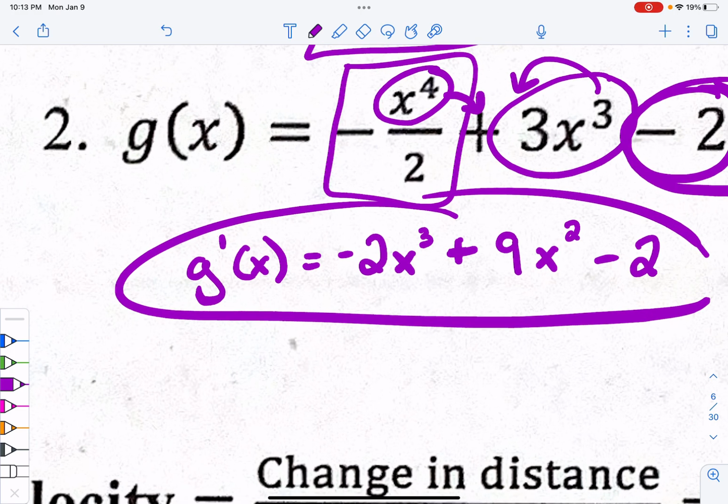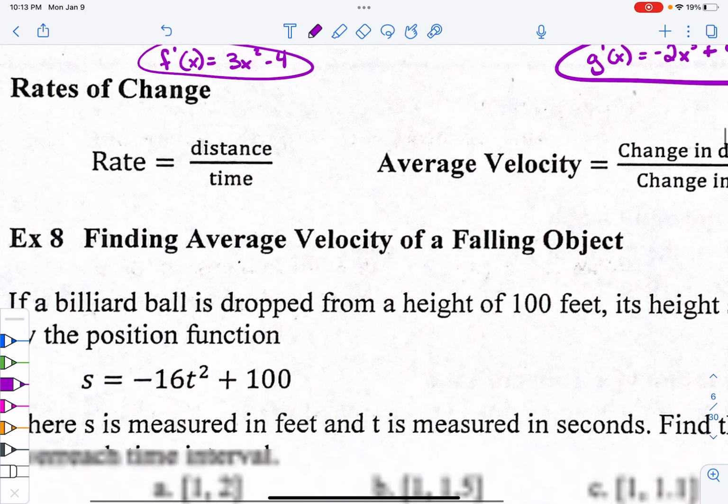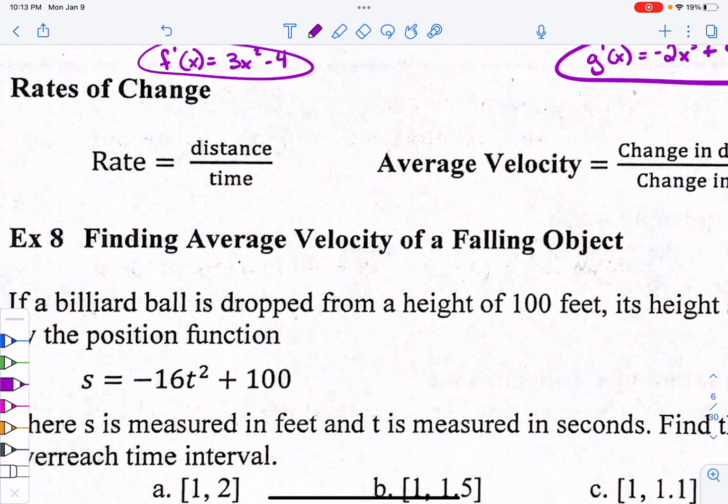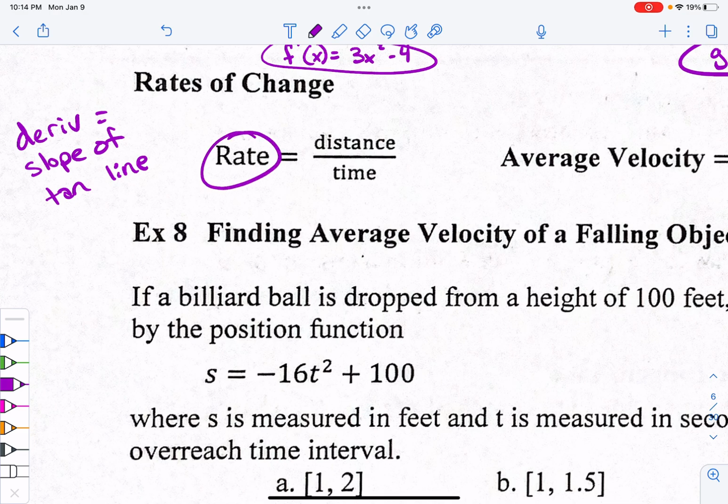Again, if we were finding it at a specific point, I would plug that in for x to find the actual value of the slope at that point, but this will do for now, okay? All right, rates of change. We always talk about the derivative being a slope, right? Derivative equals slope of the tangent line. If you don't remember anything, remember that. And a slope is a rate of change, okay?